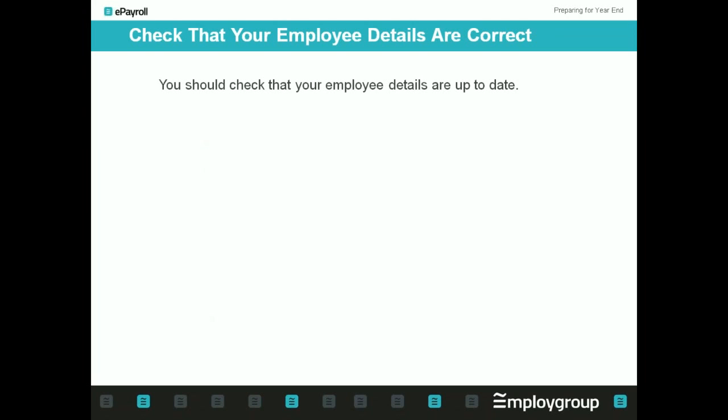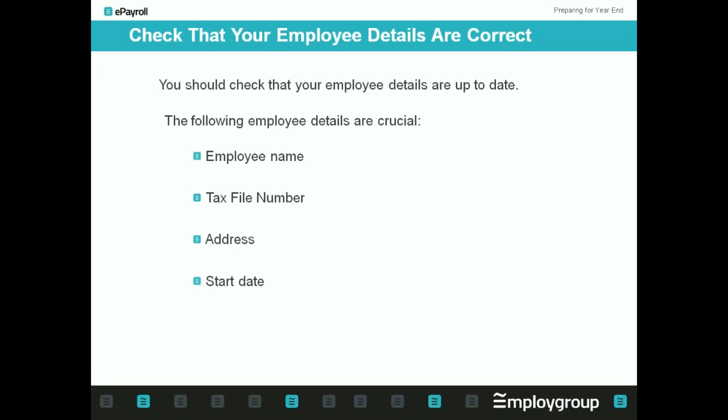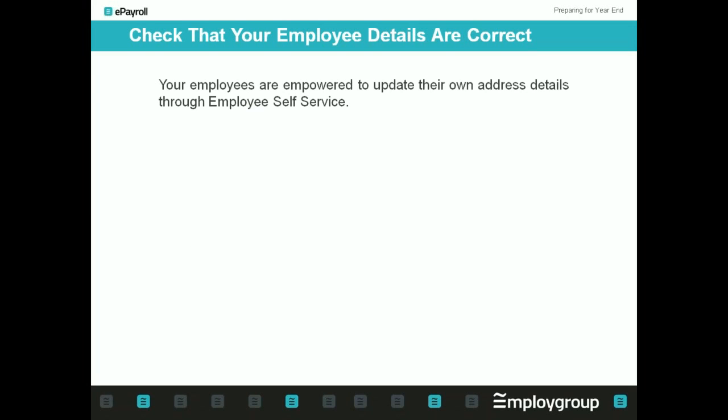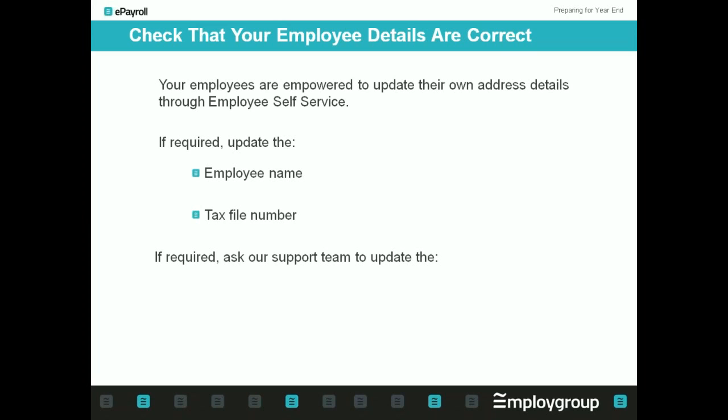You should check that the employee details are up to date, so the following details are crucial: employee name, tax file number, address, start date. Those can be checked easily, but we recommend that as a first step, get your employees to check their own details through employee self-service. That can save a lot of work for you. They can also update their address details themselves. If required, you should update the employee's name, tax file number. You would need to ask our support team to update the start date if required.